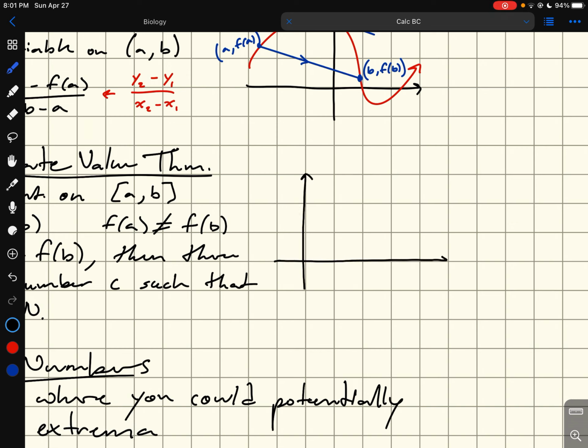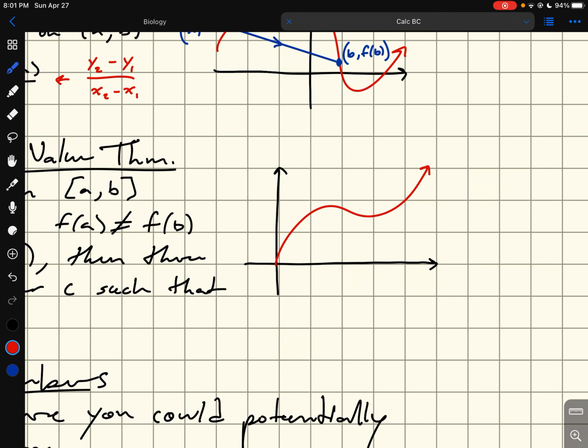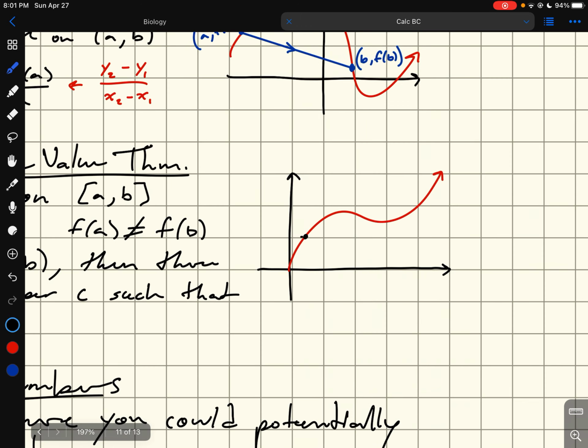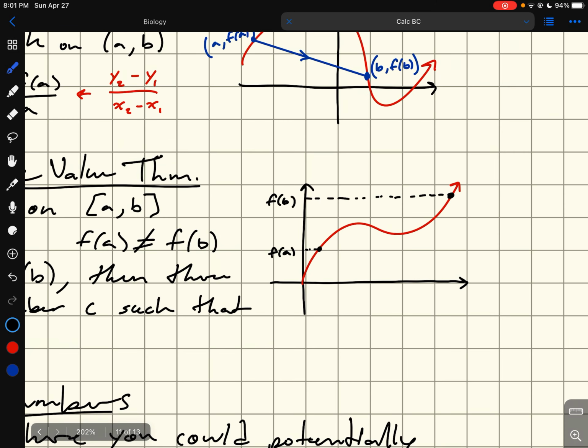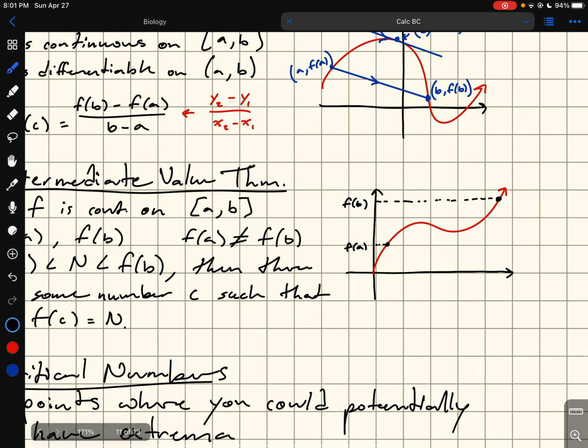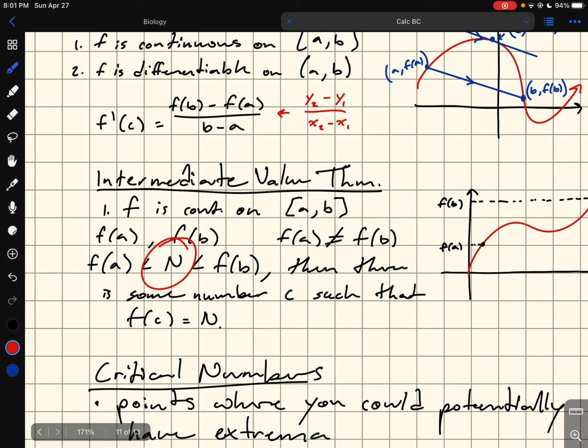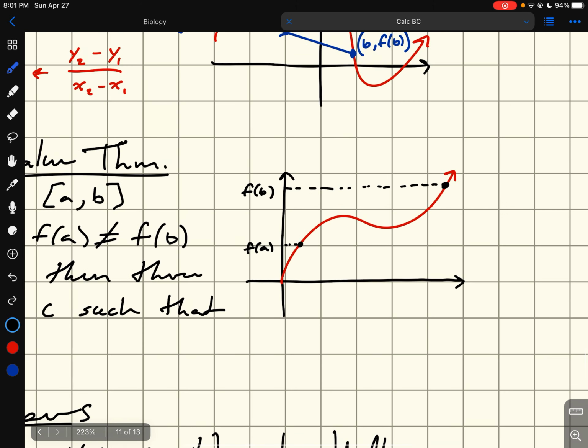And here's our graph. Very simple. Okay, so I'm going to have some y value here. This is going to be my f of a. And then I'll have some y value over here. This is my f of b. So these are my 2 y values from here. And then I have an n that is in between these 2 y values. So let's say that n is right here.